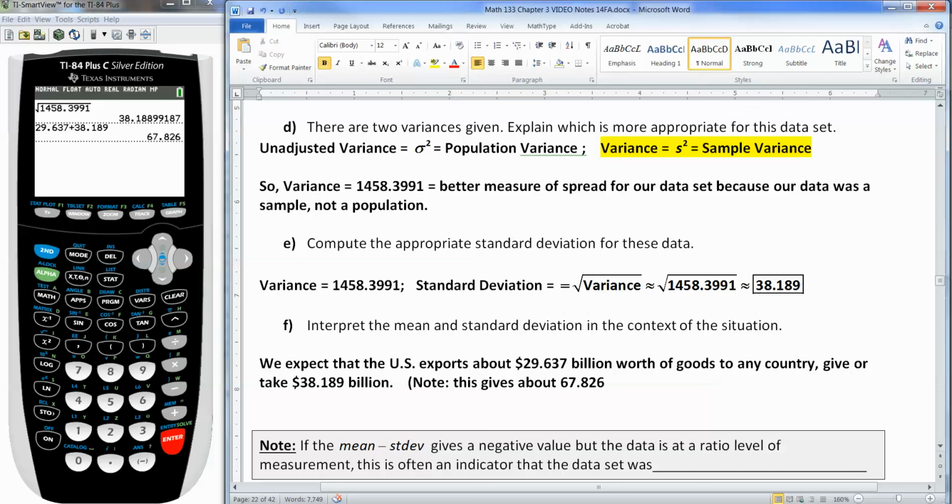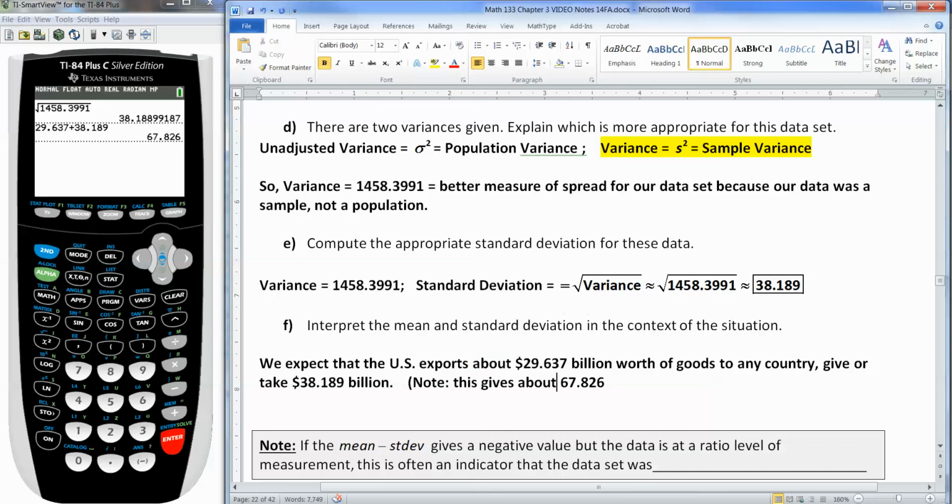Oh, I should have said on average somewhere. Hold on. We expect that the U.S. exports about, so I said the word about, that's okay, $29.637 billion worth of goods to any given country, give or take $38.189 billion. Sure. About. Right, so it's really important you have the word about in there because it's an average.